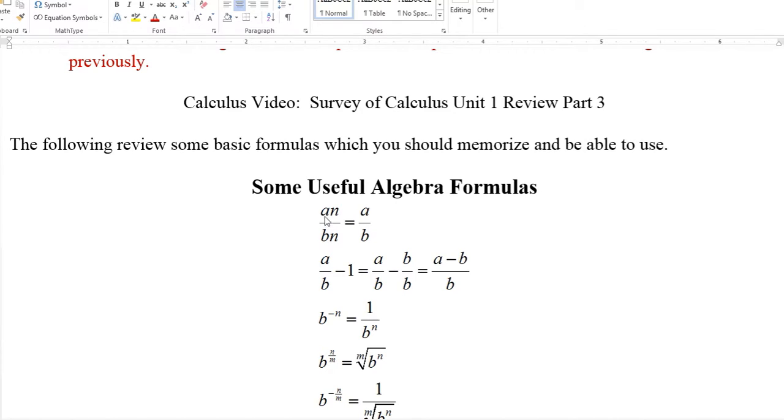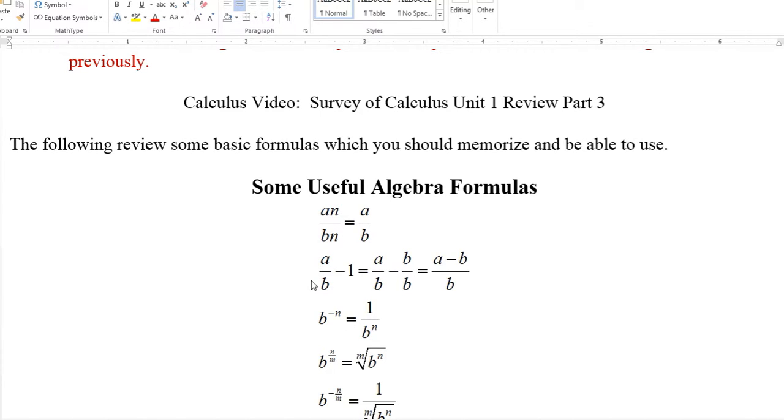So remember that if you have a times n over b times n and n is not 0, then that equals a over b. That's sort of our basic equivalence property for fractions. So one of the things that you can do that's useful in some cases is you can multiply the top and bottom of a fraction by the same non-zero number. Sometimes that can be useful.